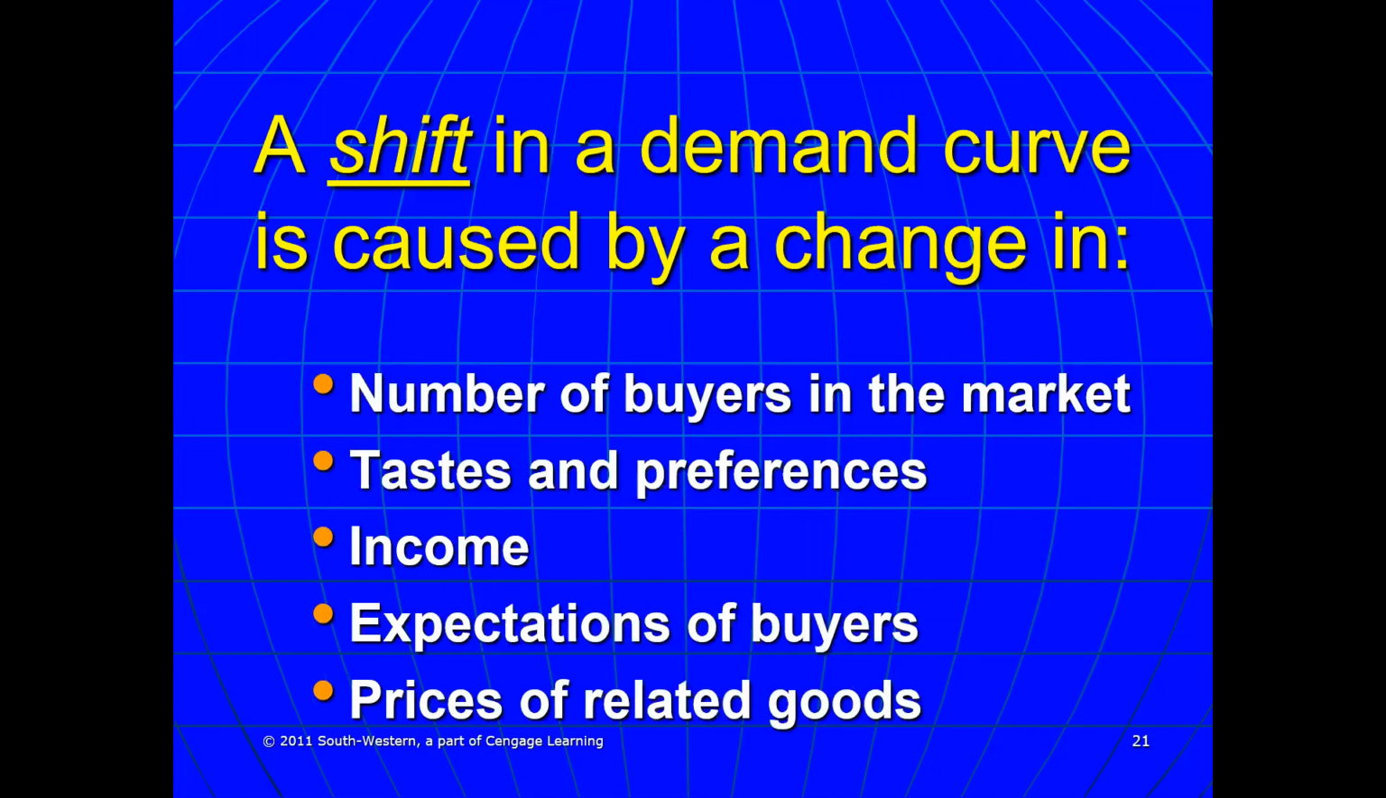So what are some of these non-price determinants that can cause an actual shift? I've mentioned some of these before. Number of buyers, our tastes and preferences with something really popular, income, maybe the economy's booming, or maybe the economy's in a recession and people are losing their jobs. Expectations of buyers, what they think is going to happen in the future. And then last, the prices of related goods.